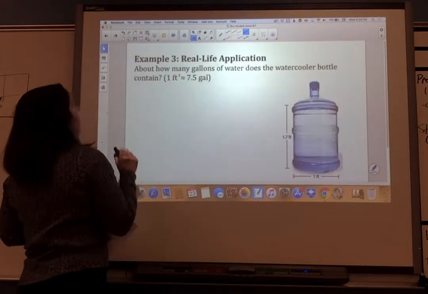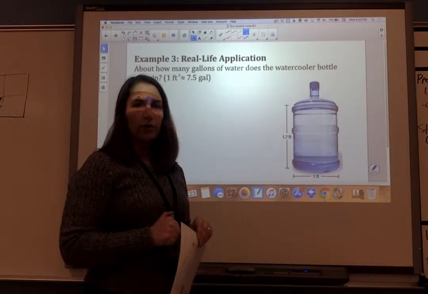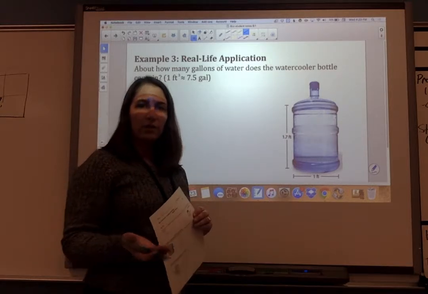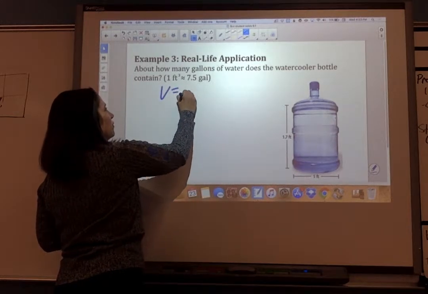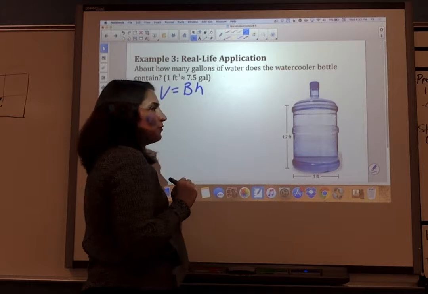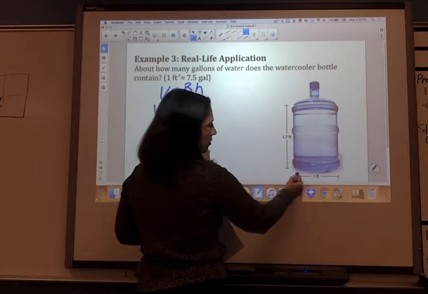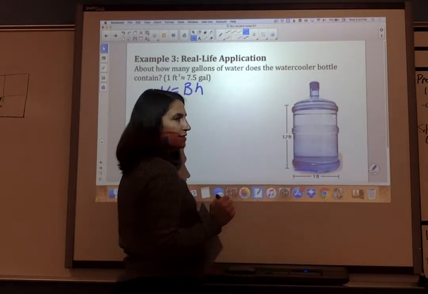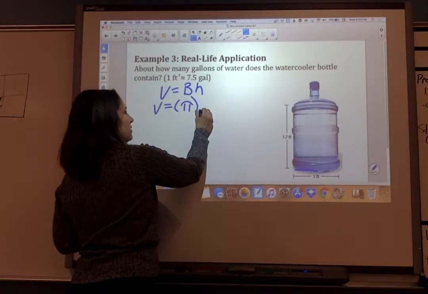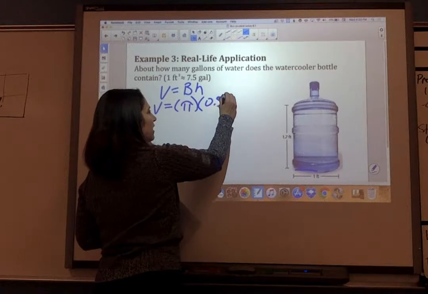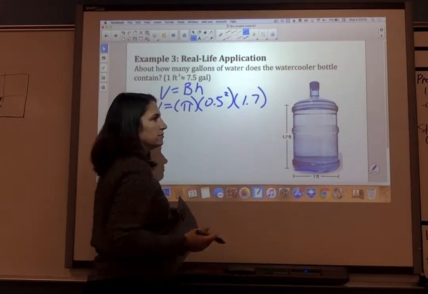Okay. Let's go ahead and do our last example here. We want to know how many gallons of water does the water cooler contain? And we're given this conversion that 1 cubic foot equals 7.5 gallons. So we're going to find the volume first using the formula volume equals area of base times height. So in this case, if the diameter is 1 foot, the radius is 1/2 of a foot. So our base is pi times 0.5 squared, and then our height is 1.7.